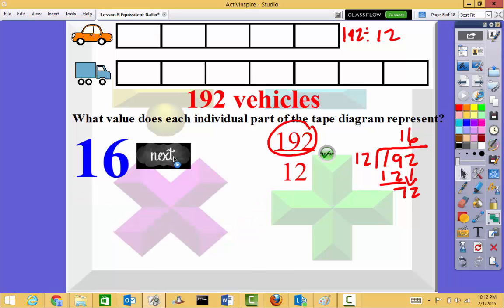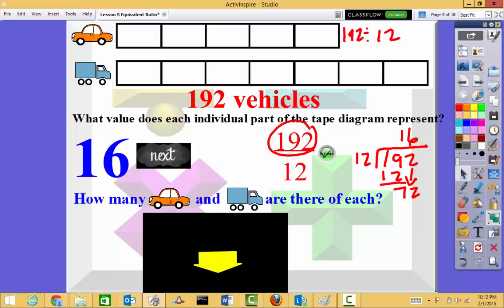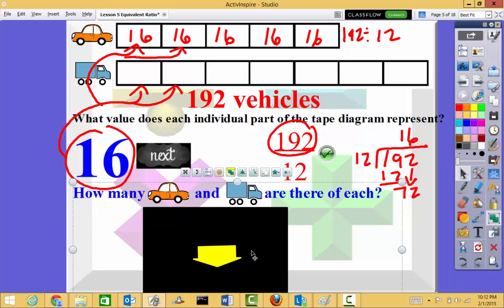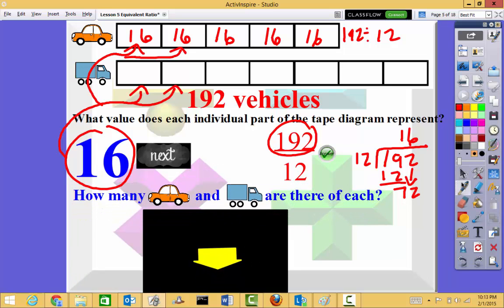So here's my next part. How many cars and trucks are there of each? Well, what does this 16 tell me? That tells me that each box is 16. So this is a 16, 16, 16, 16, 16. And what do I need to do with this? Well, that's a 16 as well for each of the trucks.